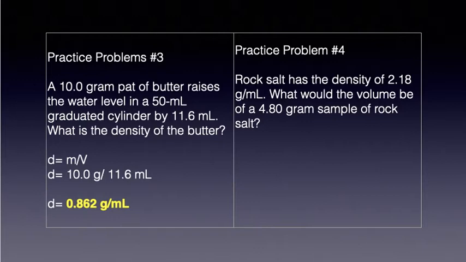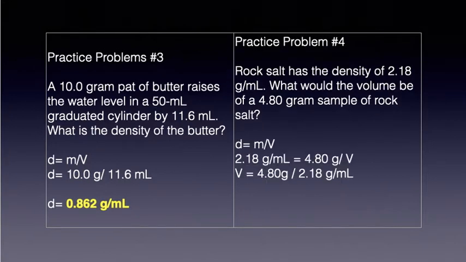Rock salt has the density of 2.18 grams per milliliter. What would the volume be of a 4.8 gram sample of rock salt? I'm going to give you a hint. You're still going to use the same equation, but you're going to solve for a different unknown. I'm going to give you a minute to try to work it on your own.